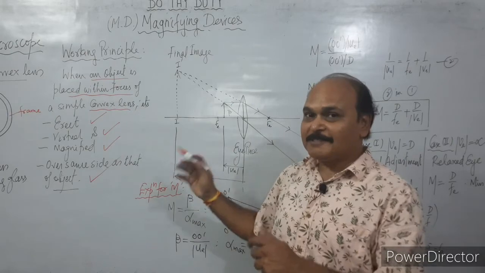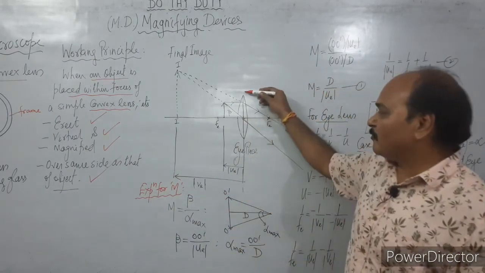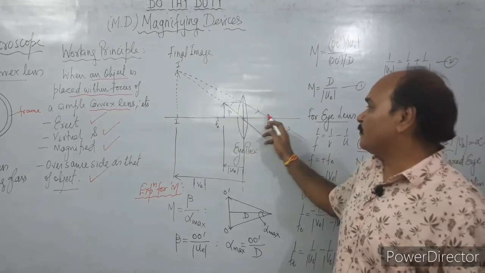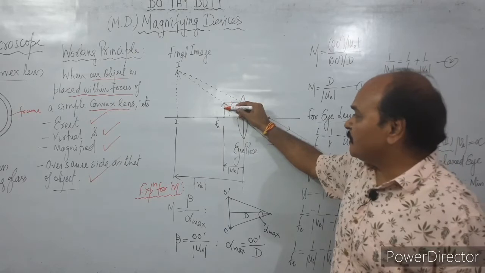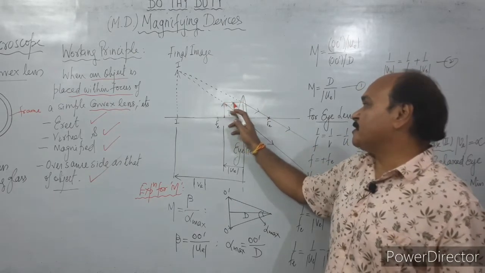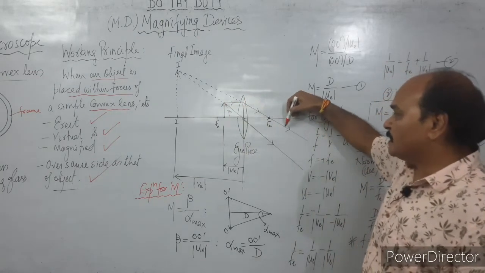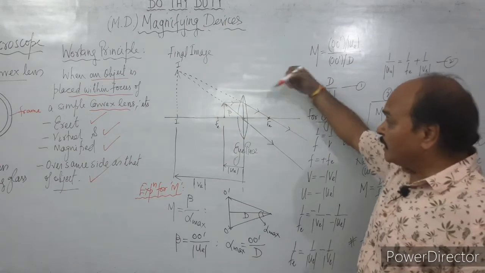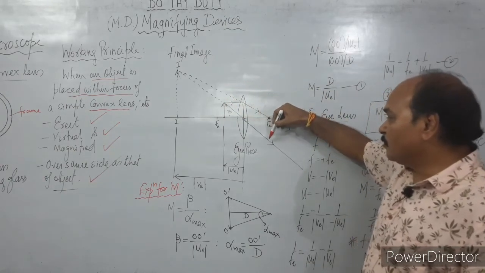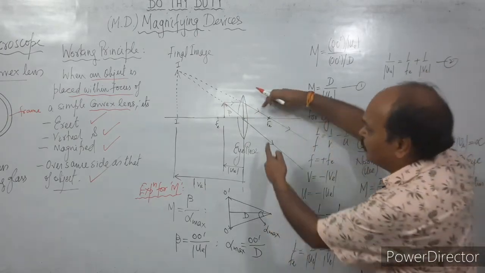You are familiar with this principle. You have already studied this in class 10. So this is a simple convex lens. When an object is placed within its focus, what happens? The rays parallel to the principal axis falling on the lens, after refraction, pass through the focus on the other side. The other ray from the object which moves through the optical center moves straight without any deviation. And you can see that both these are what?